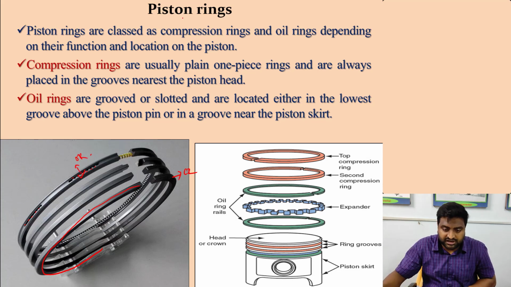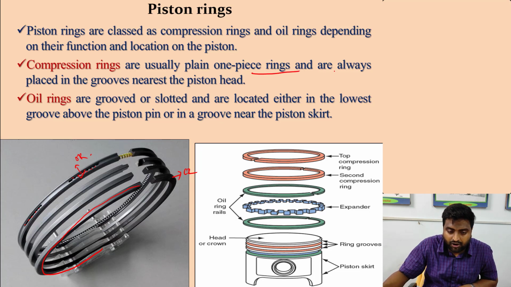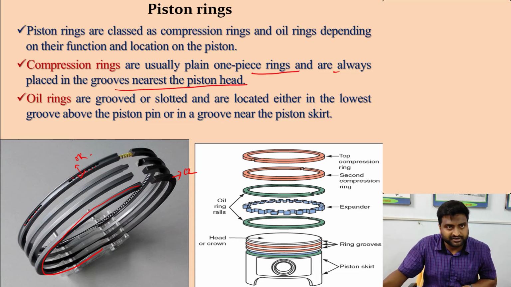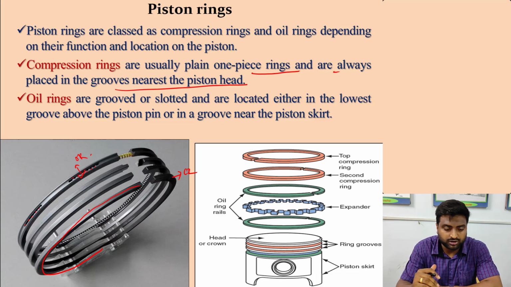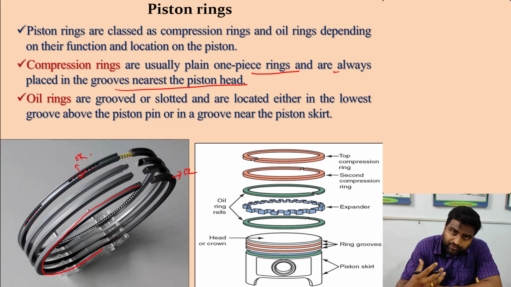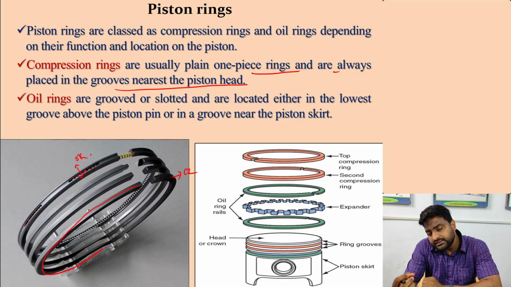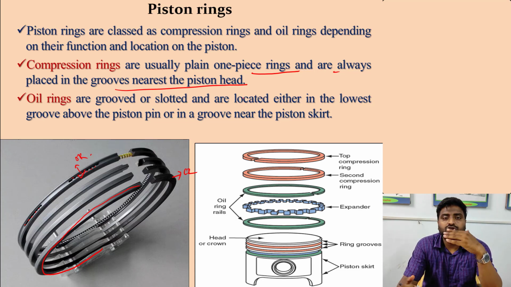Clear? So these are the plain one-piece rings, always placed in groups nearest to the piston head or piston crown. As I have told you, the rings are placed just below the piston head. Next, the oil ring. Oil rings are grouped and slotted, and these are located in the lowest position, just above the piston pin, or nearer to the piston slot.